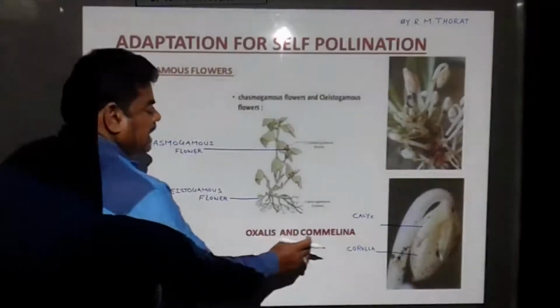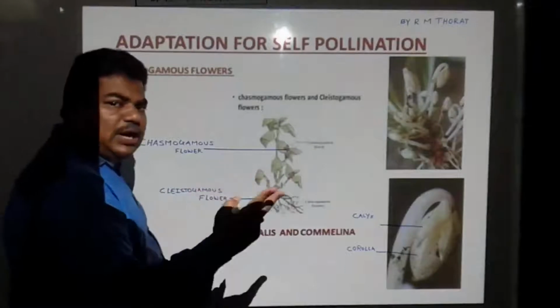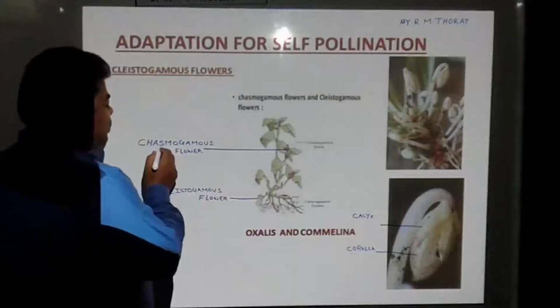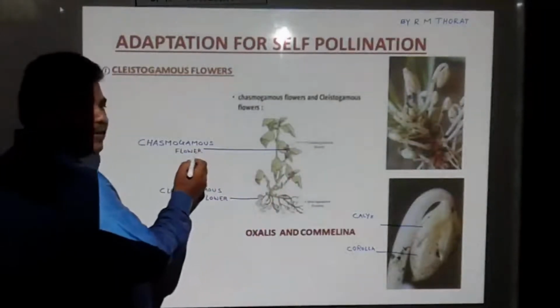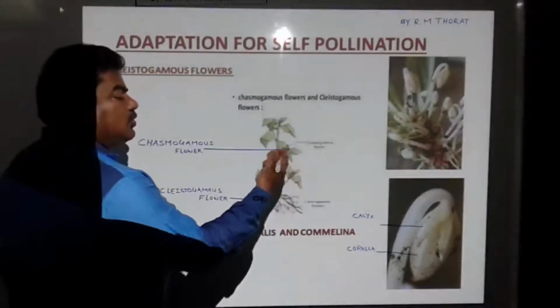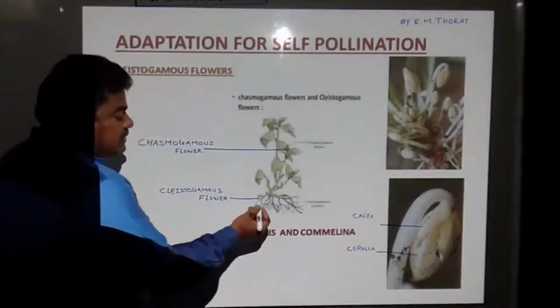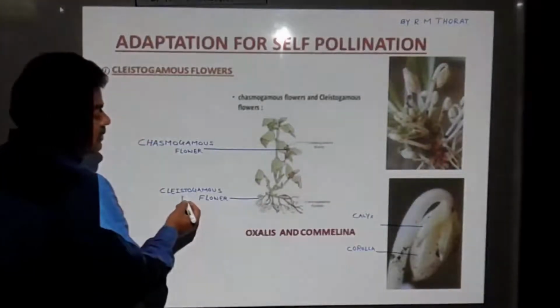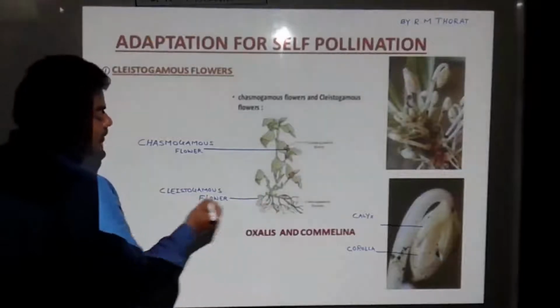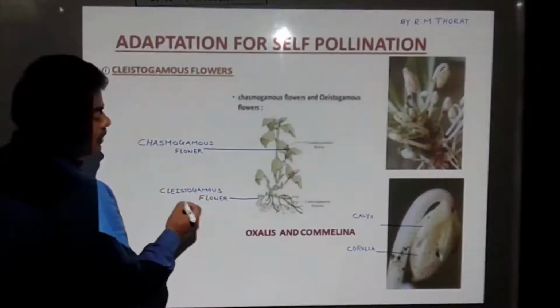Now this Oxalis and Commelina generally consist of two types of flower. One we call a chasmogamous flower. This one is the open type of flower, the normal flower which is present in nature. And the second type of flower we call a cleistogamous flower.